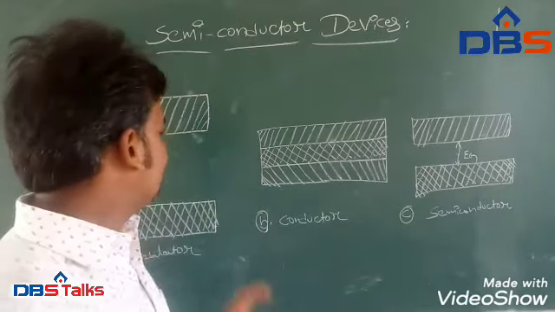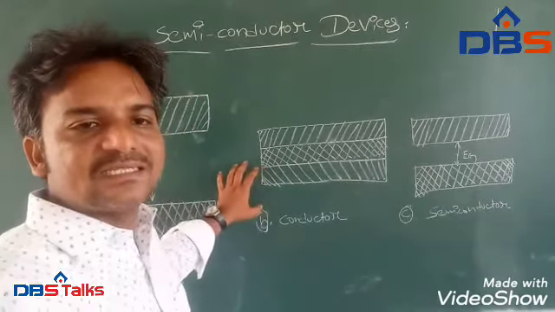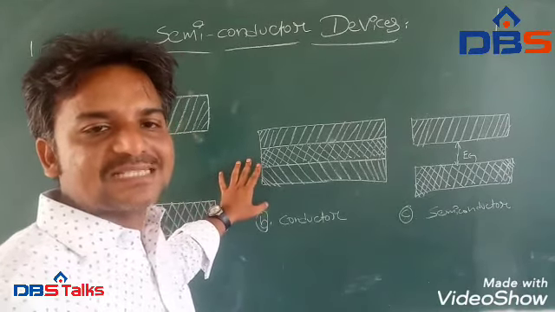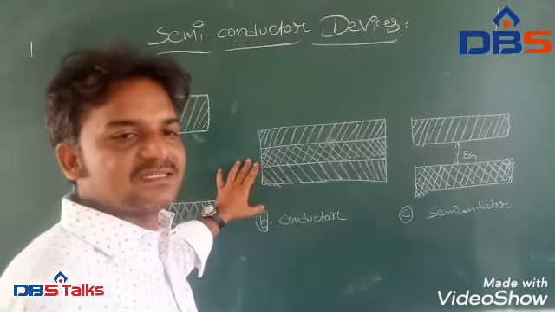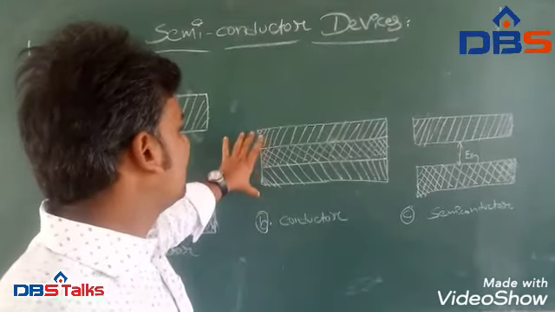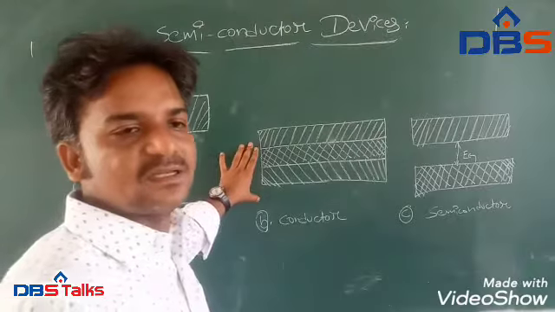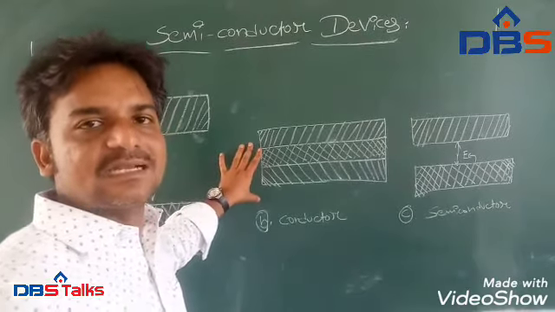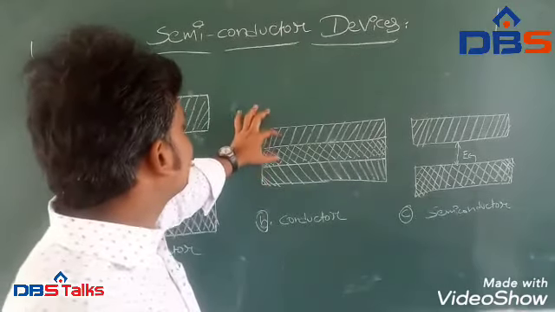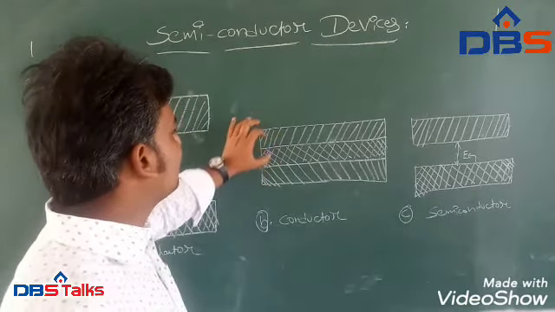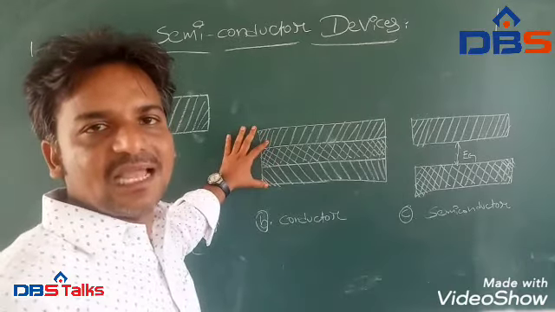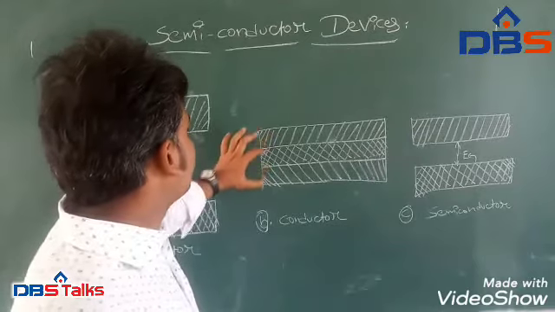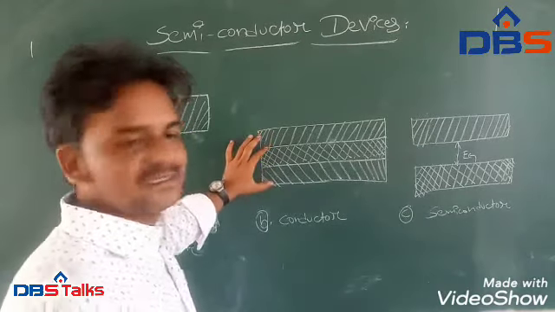First of all, the conductor. A conductor is an object or a type of material which has excellent current carrying capacity. Examples are some metals, such as copper wire and aluminum wire, and the best conductor is gold. Here there is no energy gap between the conduction band and the valence band.